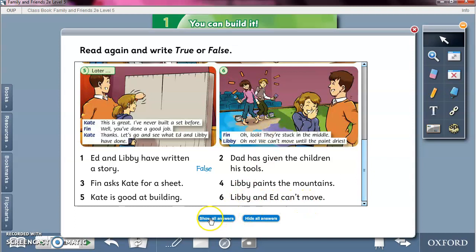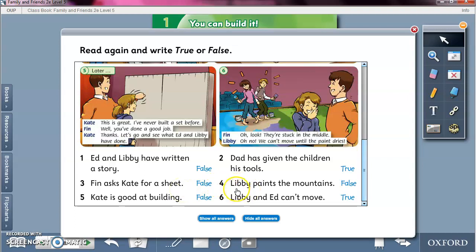Now I will show you all the answers. Sentence number 1 is false. Ed and Libby have written a play, not a story. Number 2, Dad has given the children his tools. That's true. Sentence number 3, Finn asked Kate for a sheet. That's false. Finn asks Kate for hammer and a nail.